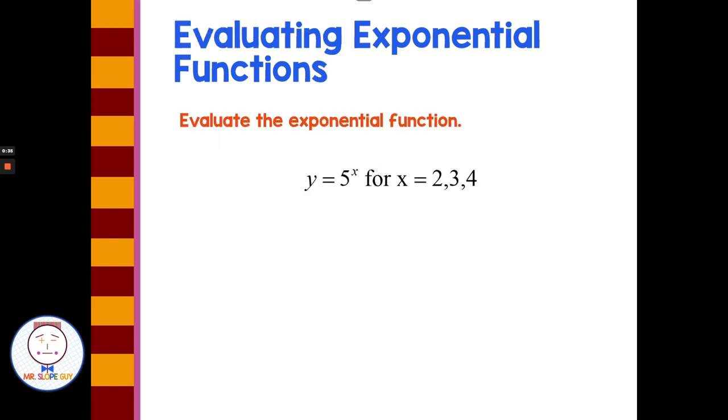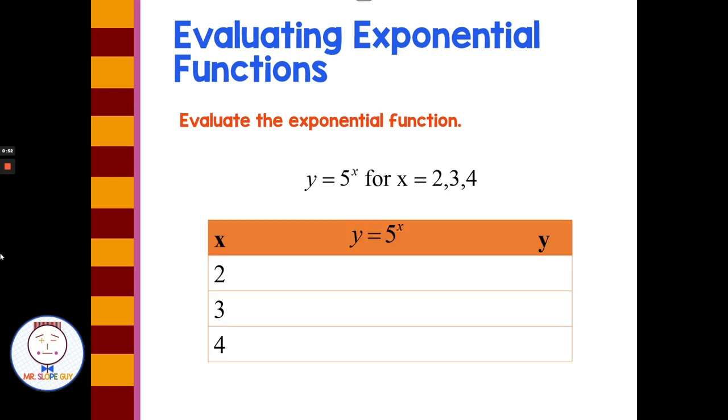So first we're asked to evaluate a function, an exponential function. We have y equals 5 to the x power, and then we have a list of x's, our inputs or our domain of 2, 3, and 4. And then we can make a table and look at some values with this. So we have x as our input or our domain, and then we have our exponential function, y equals 5 to the x, and then we have our output or our y.